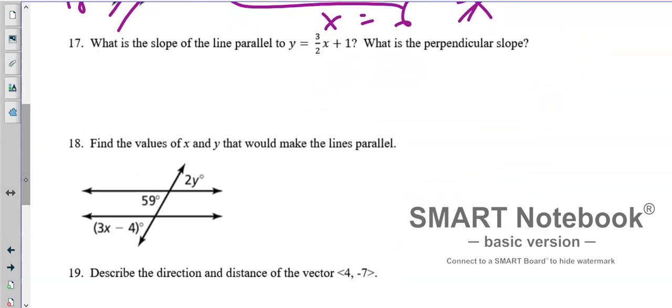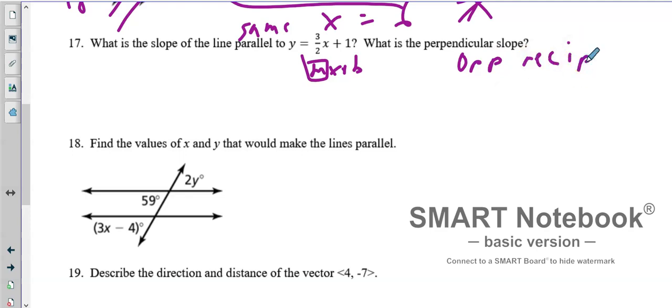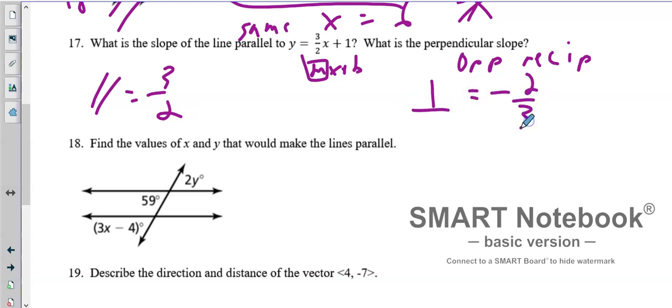17. What is the slope of the line parallel to y equals 3 half x plus 1? Well, first off, remember, this is y equals mx plus b. M is the slope. Parallel means the same. Perpendicular means opposite reciprocal. So the parallel slope is going to be the same, 3 halves. The perpendicular slope is going to be opposite and reciprocal, negative 2 over 3.